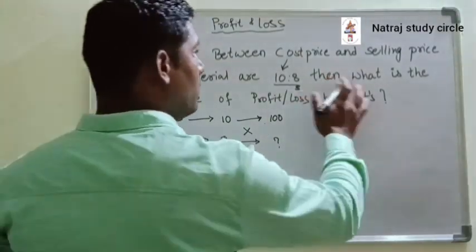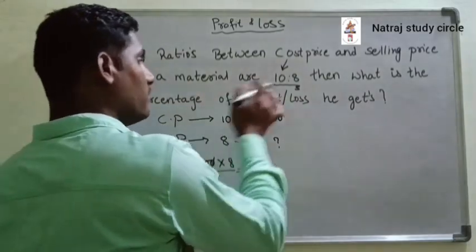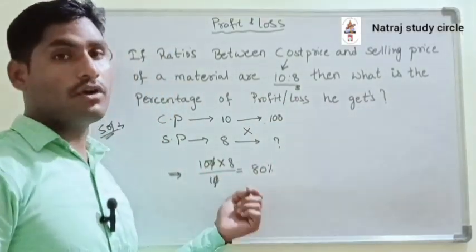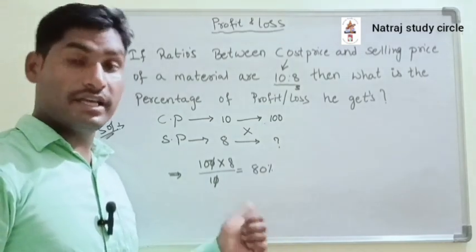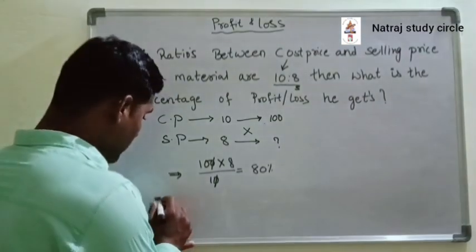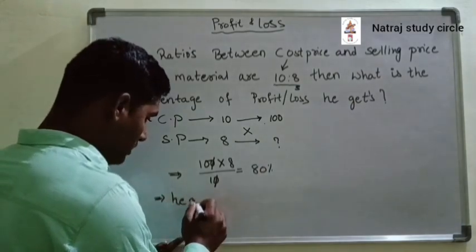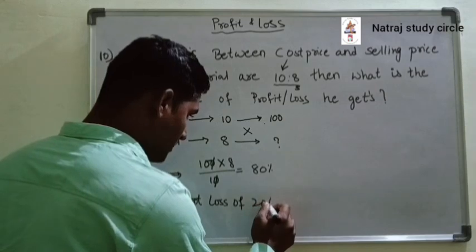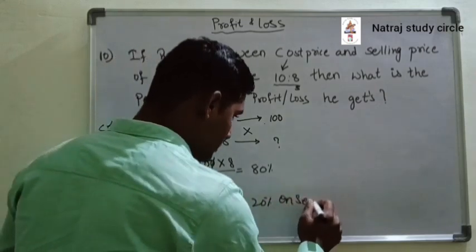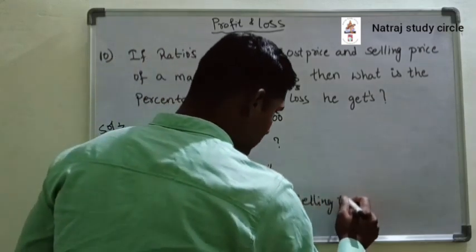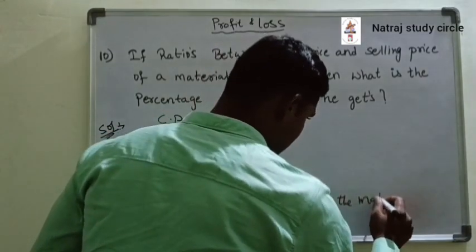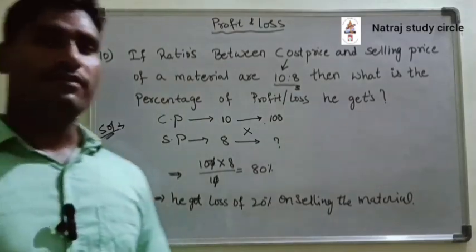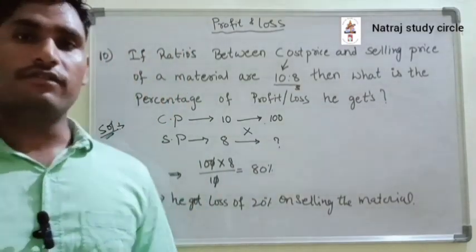So what is the percentage of profit or loss he gets? Has he got profit? No, he has got loss. So what is the percentage of loss he has got? It is 20%. He got a loss of 20% on selling the material. Okay. So by this we have completed some models of percentage.